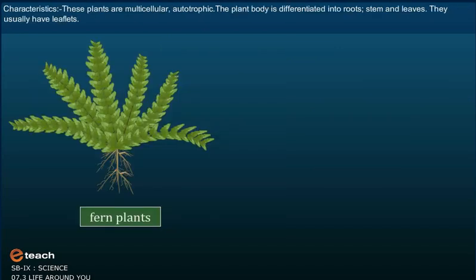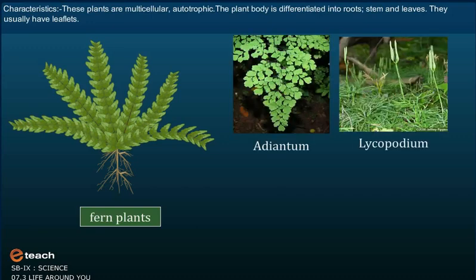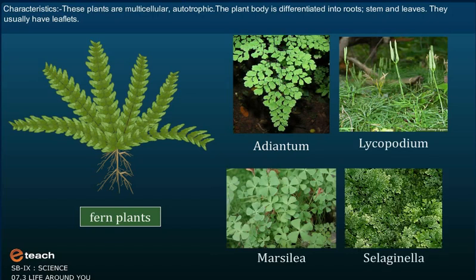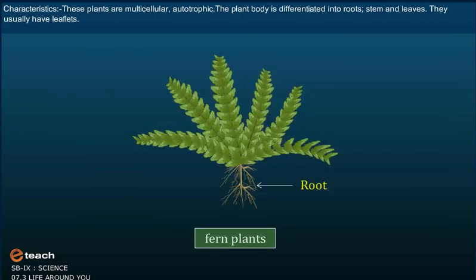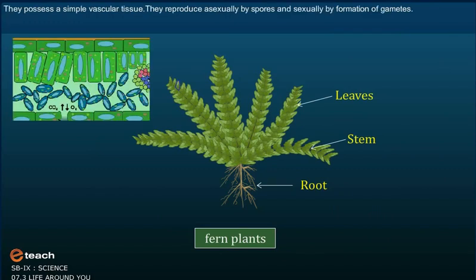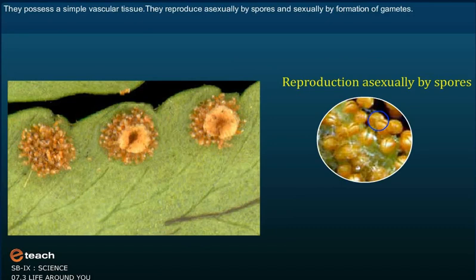Characteristics. These plants are multicellular, autotrophic. The plant body is differentiated into roots, stem and leaves. They usually have leaflets. They possess a simple vascular tissue. They reproduce asexually by spores and sexually by formation of gametes.